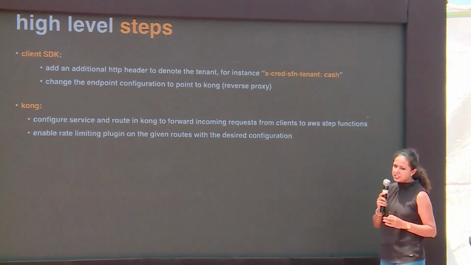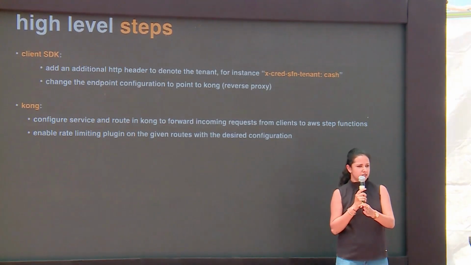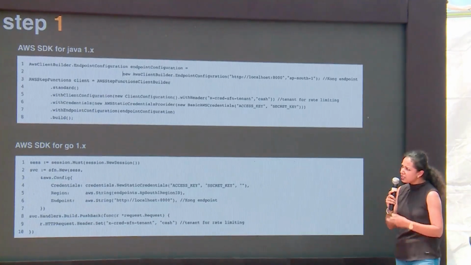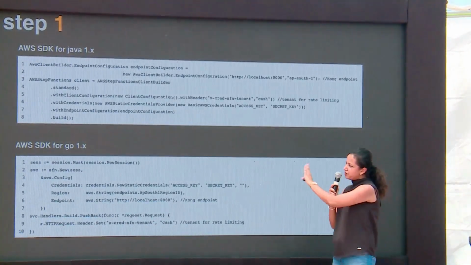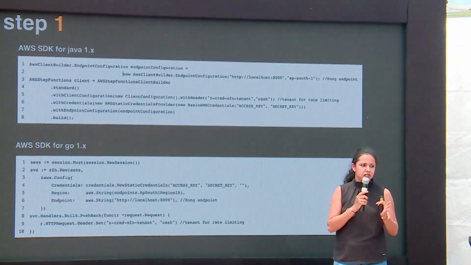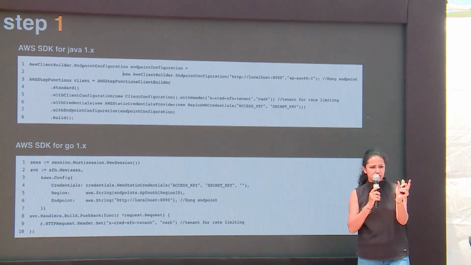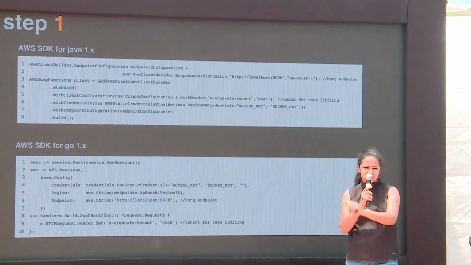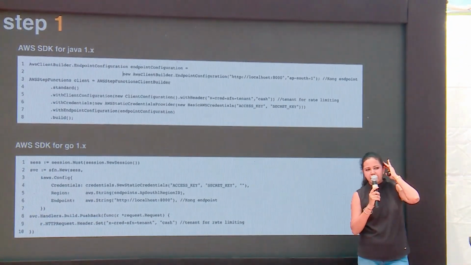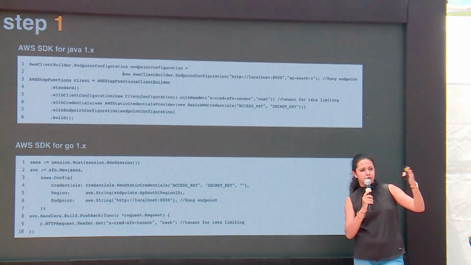So at a high level, there were 2 changes which were required. One was in the client SDK, where you are writing your step function builder client, right? And then there were a couple of changes in Kong. Right? So coming to step 1, this is an excerpt from Java, where you just have to introduce a new header which will denote your tenant. For example, mint is one tenant and cache is one tenant. So, okay, I'm not sure if the screen is visible, but there is a header that you can provide which says X-SFN-Client-Tenant, right, which is cache in this case. And you also have to provide the Kong URL in the endpoint configuration, which will act as a reverse proxy for your service. So all the services will go to Kong, and then Kong will route them to step functions.